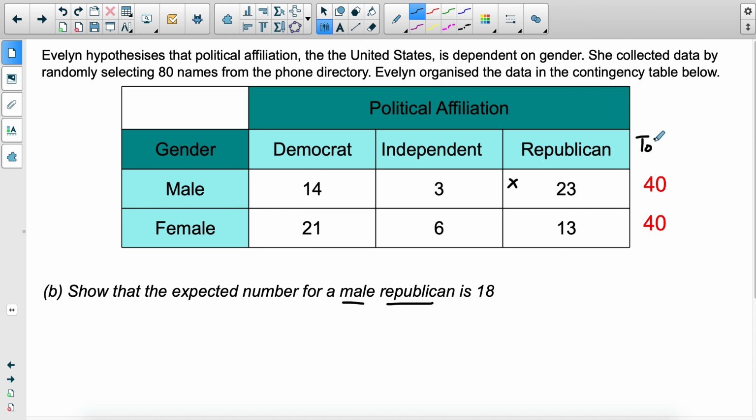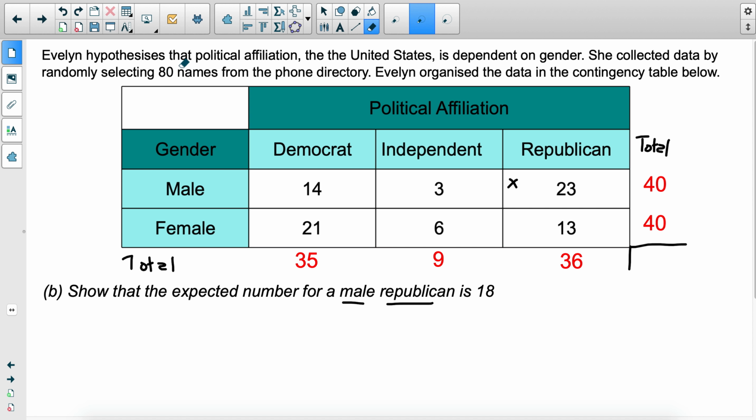So I'm just going to label this as total. And then you also need to find the total for each column. So the total for the Democrats is 35, Independent is 9, and Republican is 36. The last thing you need to find is the total of the table, which should add up to how many people you have. So she asked 80 people, and it should add up to 80. So this should add up to 80, this should add up to 80. If they didn't, then something went wrong.